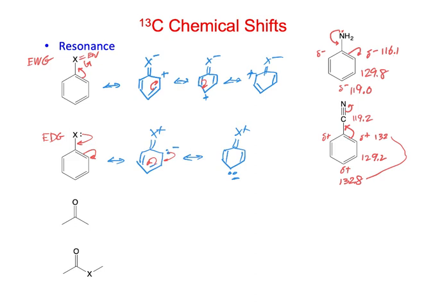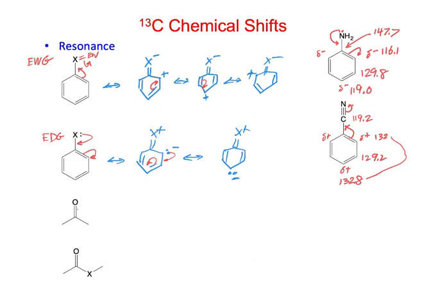And for this case, if we have a nitrogen directly attached, so now we just have a carbon that has an electron withdrawing group on it, that's more like the previous slide. This is at 147.7. So the direct attachment of the nitrogen causes deshielding.